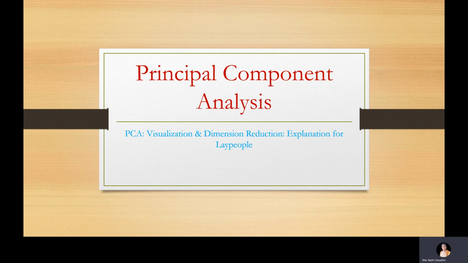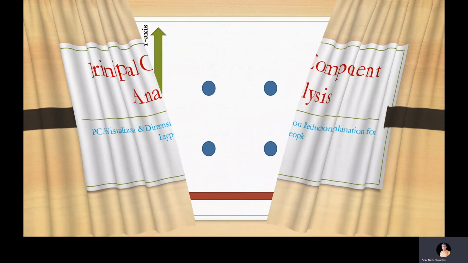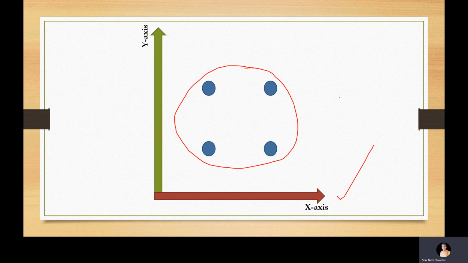So now let's start the slideshow. In this figure, a data set having 4 data points has been shown. These 4 data points are distributed in a 2D space of x-axis and y-axis. This is our data set having 4 data points, and this is x-axis and this is y-axis, and these data points are distributed in xy space.